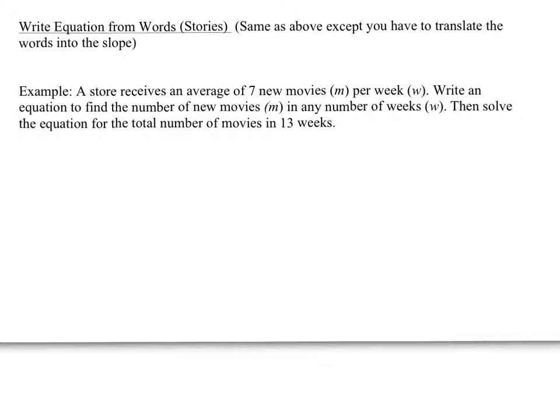Last of all, we're going to try to write an equation from words in a story. Everything will be the same, except we will have to translate the words into the slope number. And here it is. A store receives an average of 7 new movies per week. That should be recorded as 7 new movies in 1 week, and that's the slope, or 7. It can be identified as a unit rate by the per week.